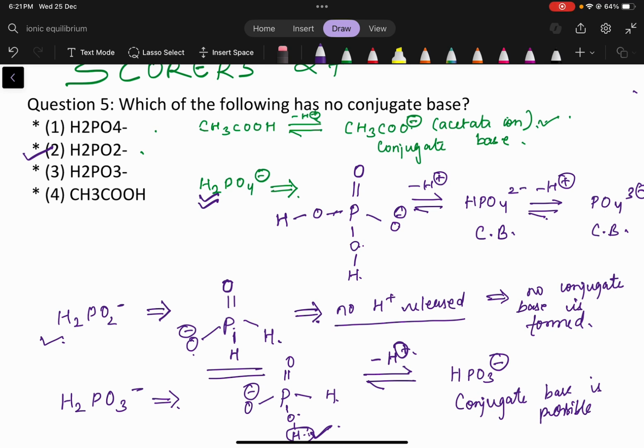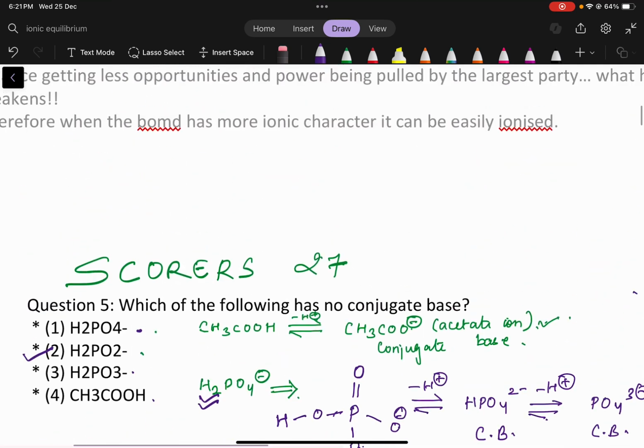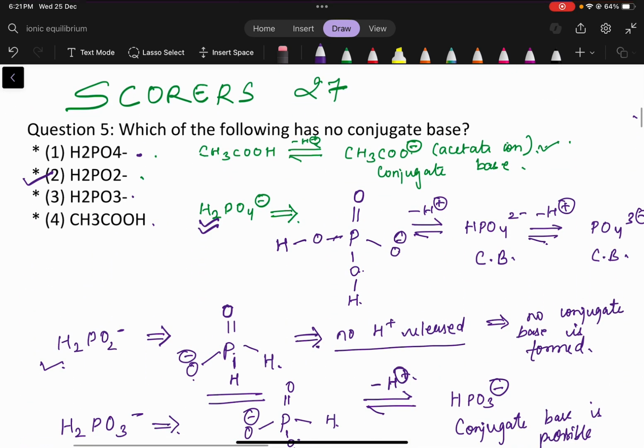So we can see over here that the conjugate bases are possible for dihydrogen phosphate, dihydrogen phosphite and acetic acid, but a conjugate base is not possible for H2PO2 minus, that is hydrogen phosphide, because here the hydrogen is directly bonded to the phosphorus atom. Okay, so the correct answer is H2PO2 minus.